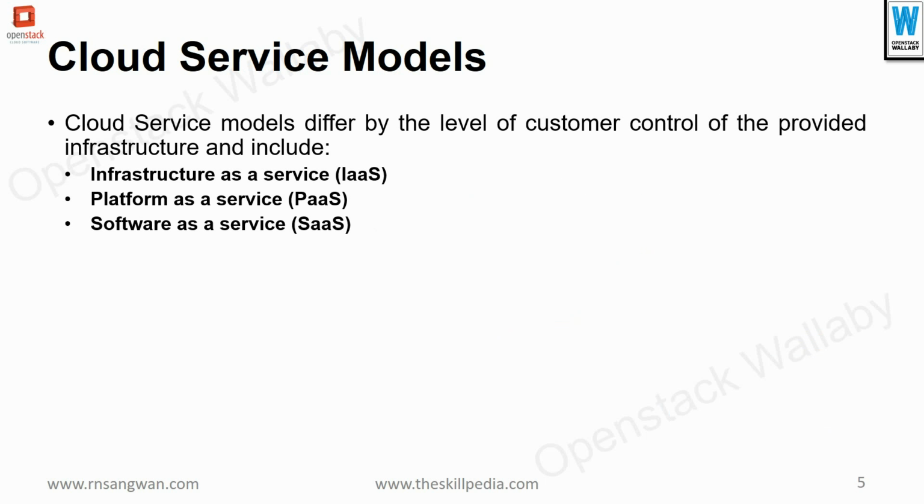Service models. Cloud service models differ by the level of customer control. As a customer, as a tenant, what is your control? What level of access are you getting? That differentiates the service models. For example, infrastructure as a service, IaaS, platform as a service, PaaS, software as a service, SaaS. All these actually decide the boundary where you enter as a customer and where you stop. That okay, this is my borderline, this is my boundary, now I can't go beyond this. The service model decides this boundary.